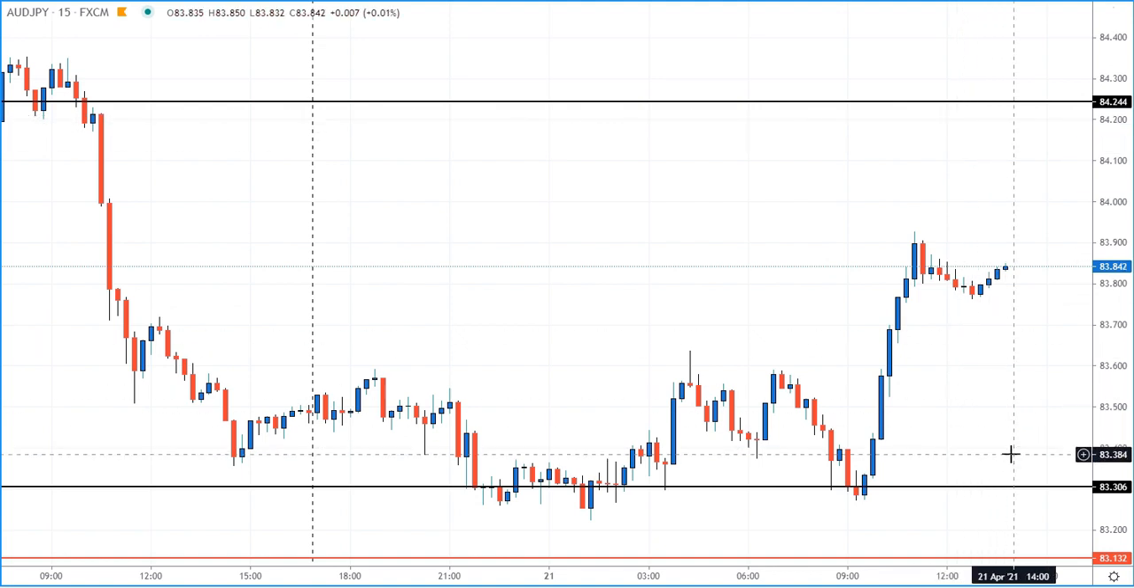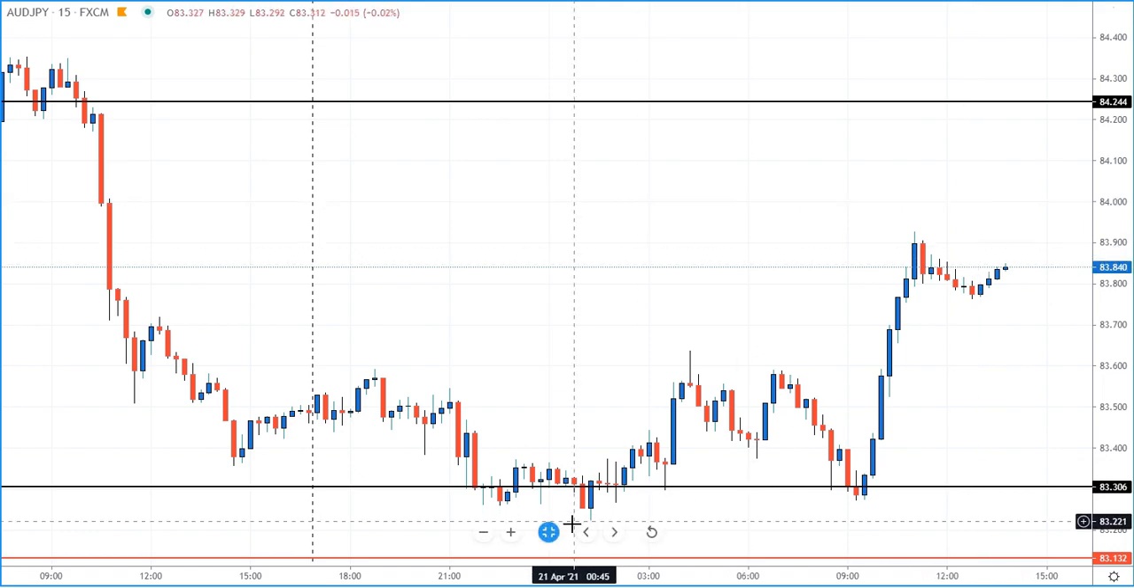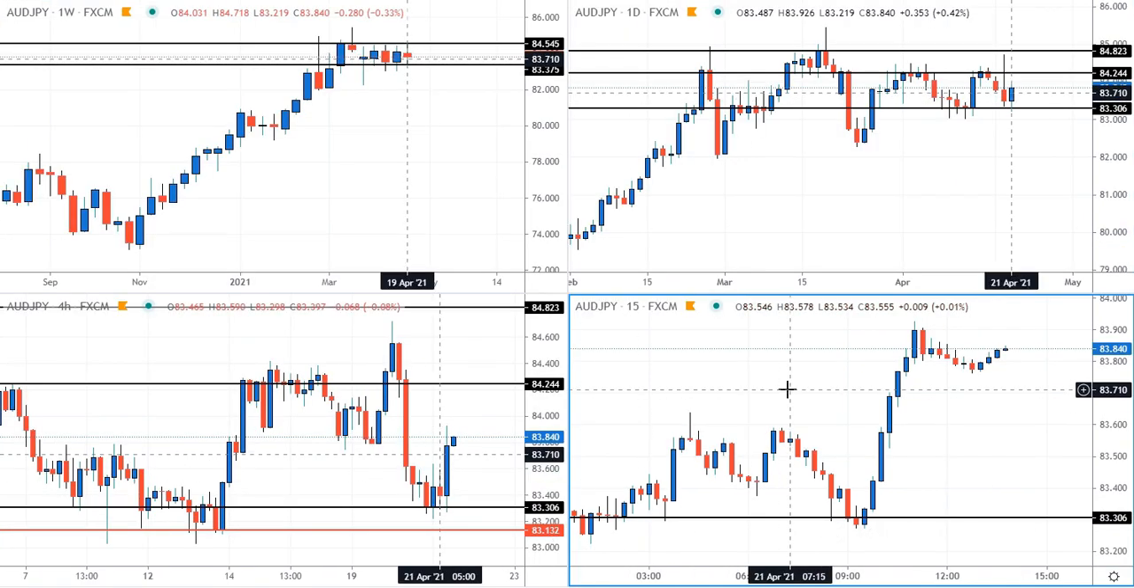Okay, this is 83.30. This is 84. This is almost a 100 pip move up to there. Okay, and you're talking about a trade that only needs a stop of like 12 pips, based on the way that we have our stops.